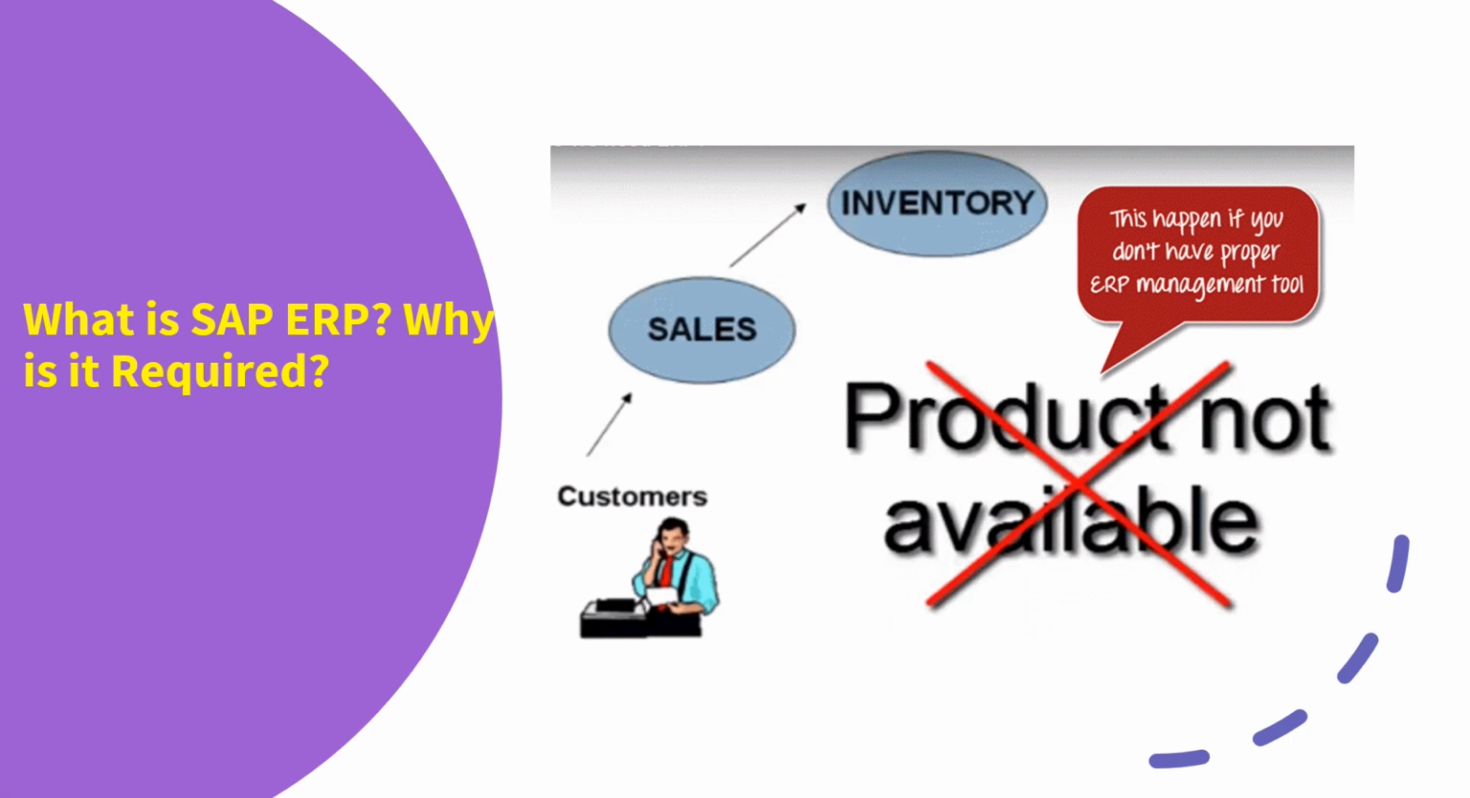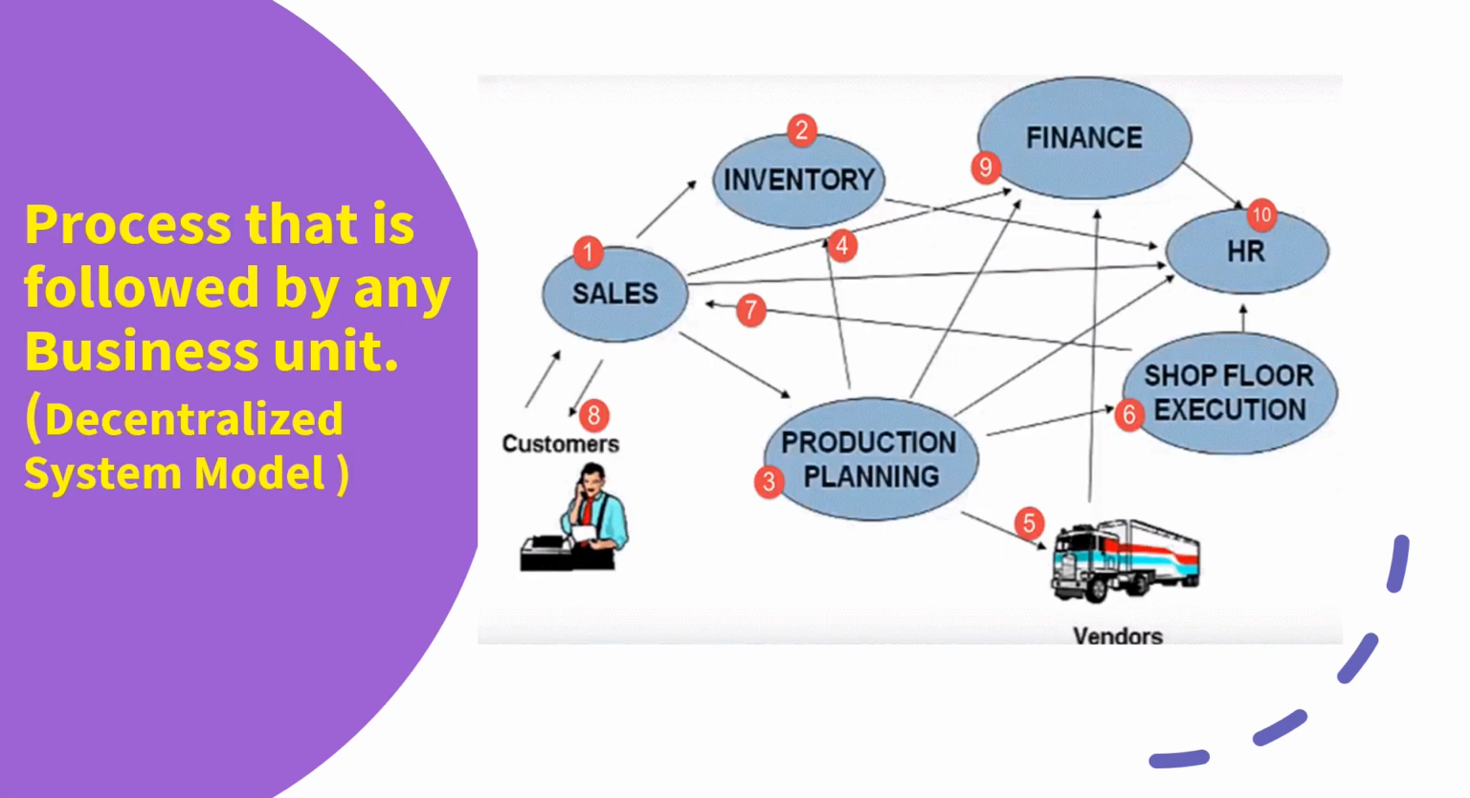I think this is a very small model, that's why you may be unable to understand. If we take a complex business flow, you will understand why ERP is needed. So let's see a complex business flow in the next chart. This is a complex business flow for a company that is not using enterprise resource planning. Basically, you can say it's a decentralized model.